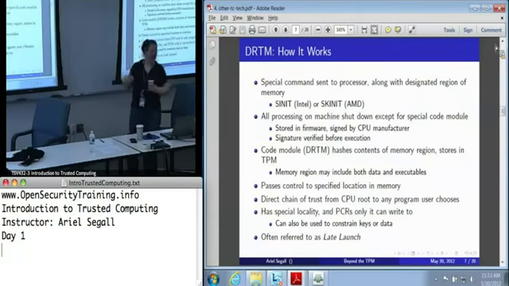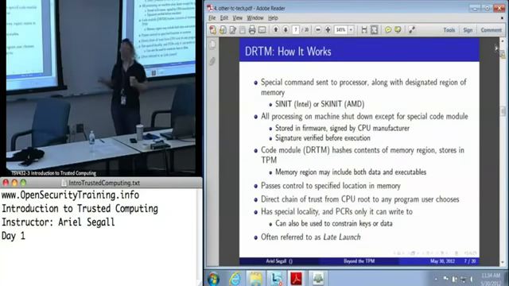So the dynamic root of trust for measurement is noticeably more complicated. You have to send a special command to the processor, and the argument to that command is basically a region of memory. This command, SINIT or SKINIT, SENTER, I'm not telling you enough here for you to run this yourself. There are some good books on the subject if you want to do it.